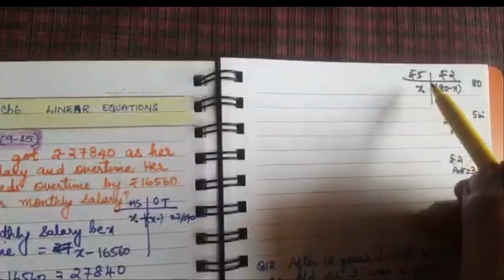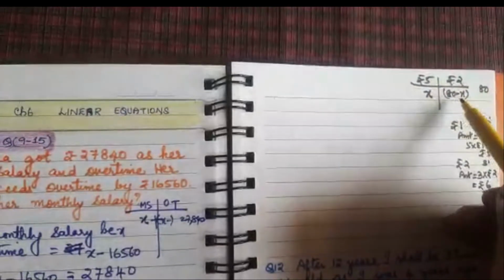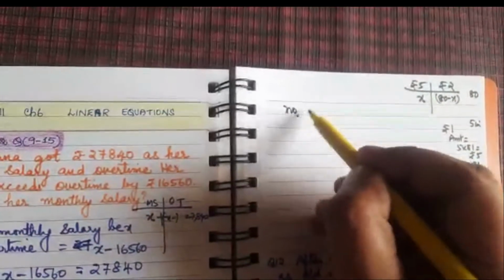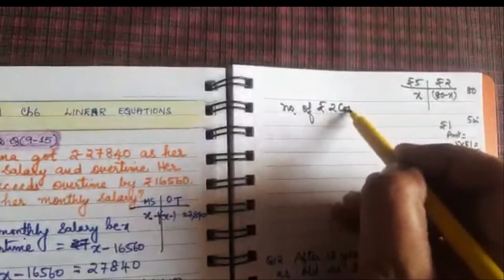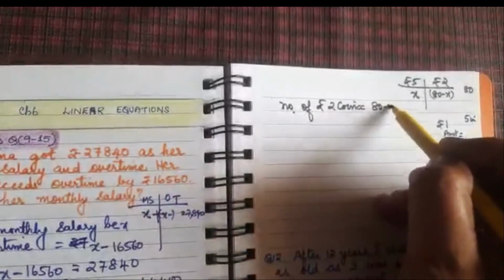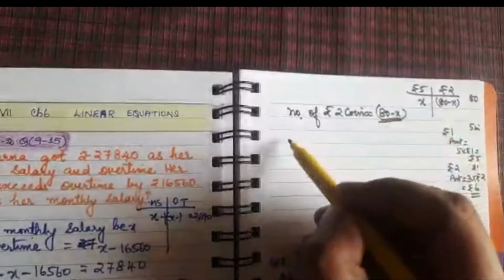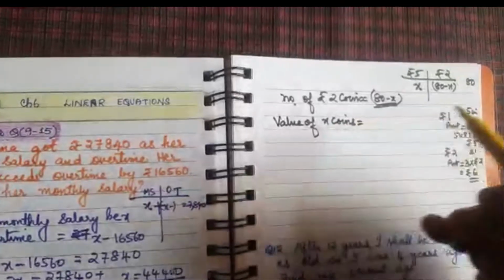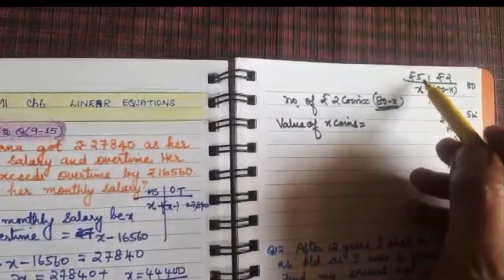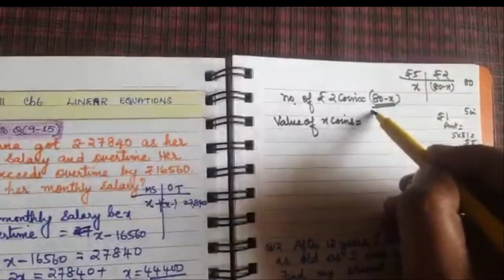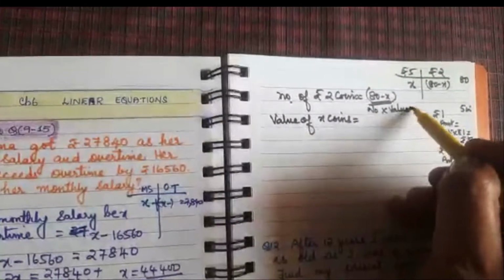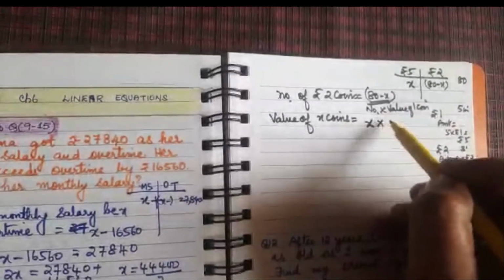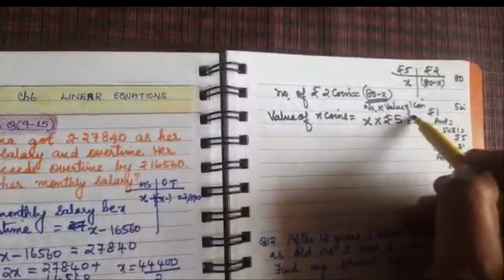Okay, so now we have X coins of 5 rupees and 80 minus X coins of 2 rupees. So the number of rupees 2 coins equals 80 minus X. Now next is the value of X coins. What is the value of 1 coin? Rupees 5. So it is number into value of 1 coin, that is the value of total coins. So number is X into value 5, so you have got 5X.